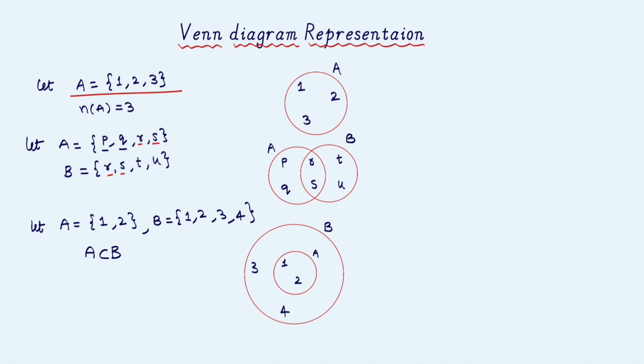Here in this case, n of A is 4. Here n of B is also 4. Here n of A is equal to 2, but here n of B is equal to 4. Hope you got an idea about cardinal number. Cardinal number means simply the number of elements present in the set is called the cardinal number of a set.